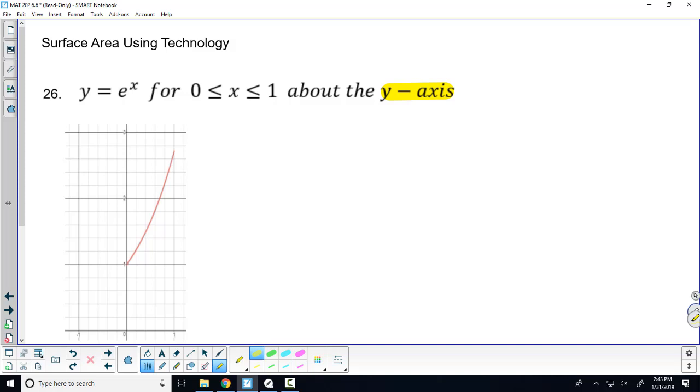Question? Sure. Yeah, so since those are x values, we have to convert those to the corresponding y values. So if we look at our graph here, when x is 0, we plug in 0 and we see that this point is 0 comma 1. When we plug in 1, we see that this point is 1 comma e.